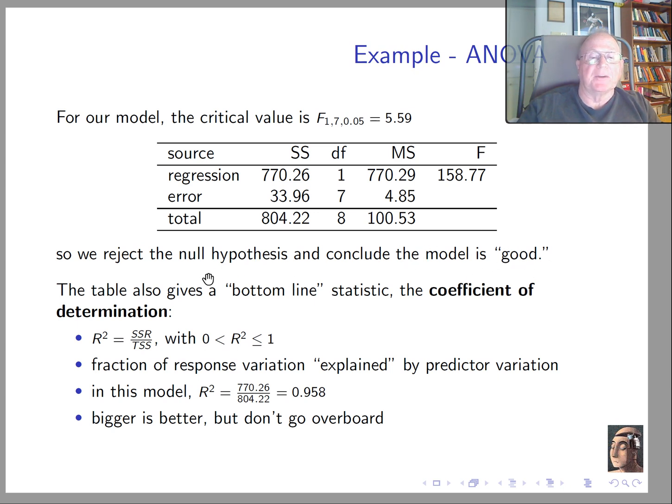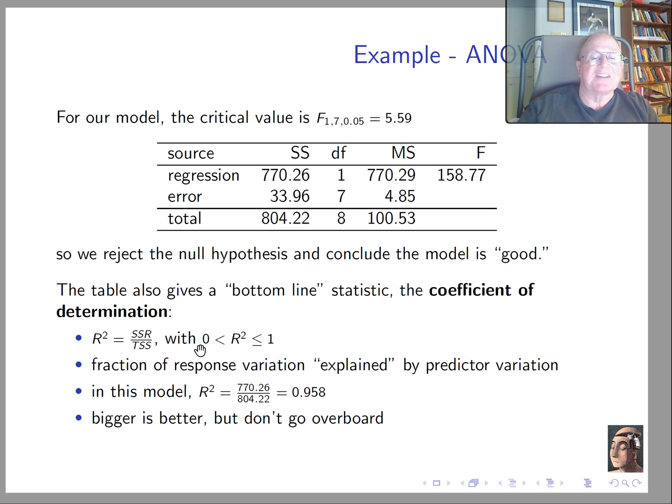is good. Now, a lot of people don't want to look at all these numbers, and so they want a bottom line statistic, and we have one. It's called the coefficient of determination. No one actually says those words. They call it R squared. What is R squared? It's the sum of squares regression divided by the total sum of squares.